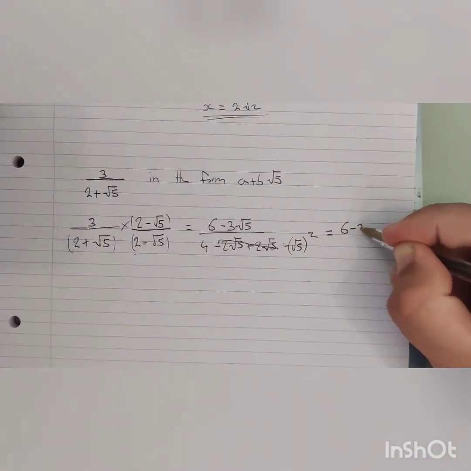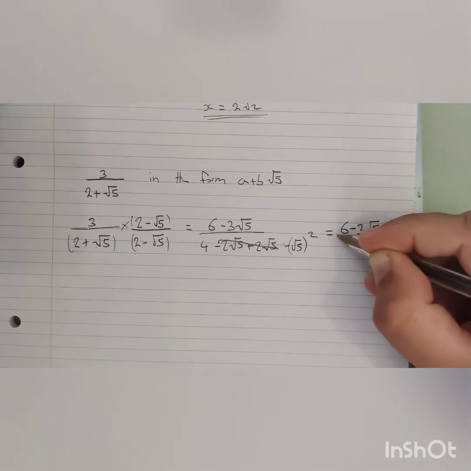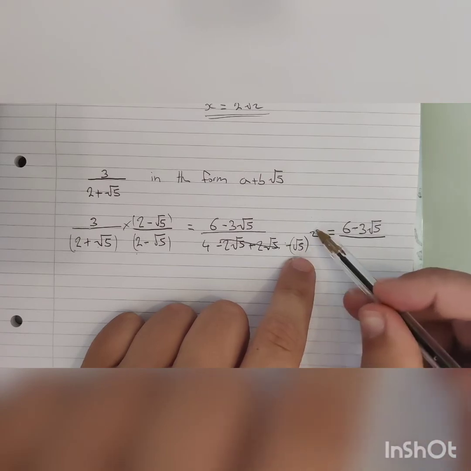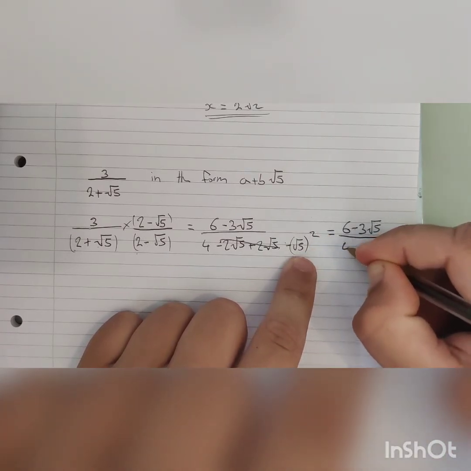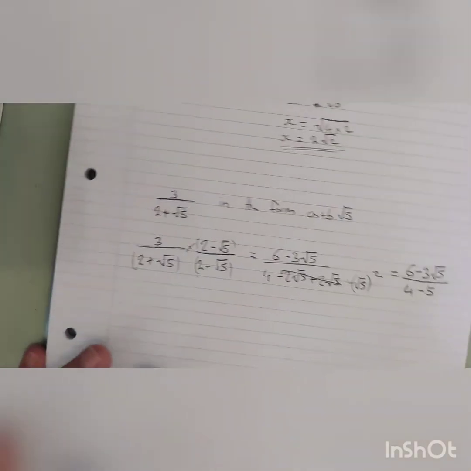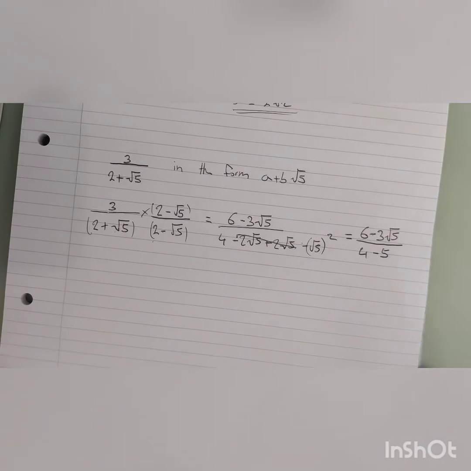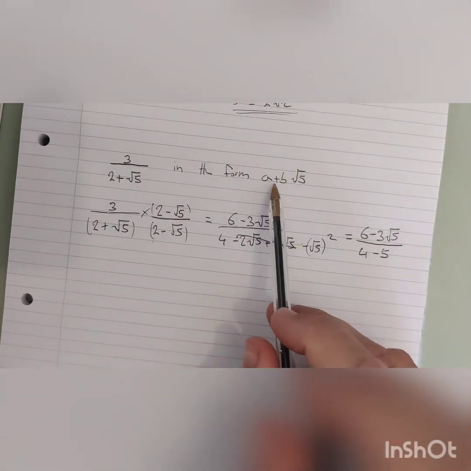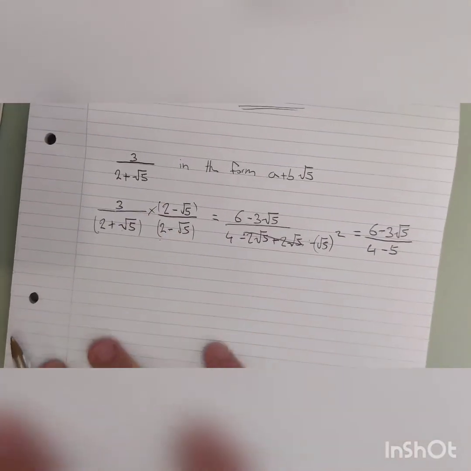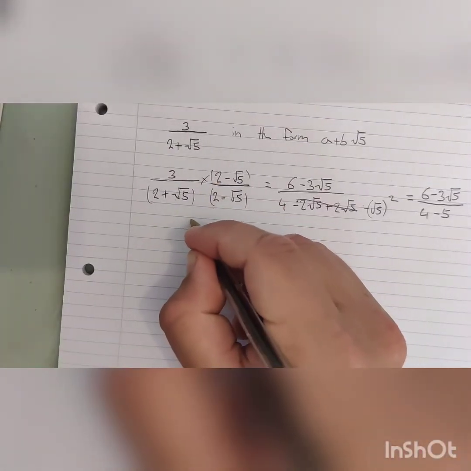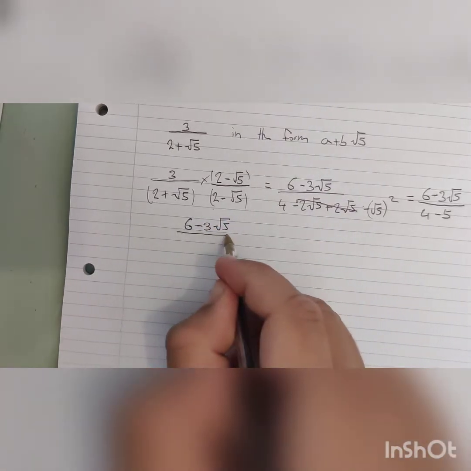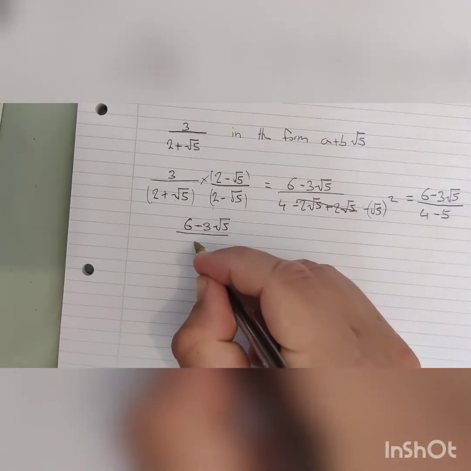6 minus 3 root 5 over this minus this root 5 squared, which is just 5, so 4 minus 5. It's almost, you can see it's almost in that form. Ooh, got to keep moving this paper around. 6 minus 3 root 5 over 4 minus 5, which is minus 1.